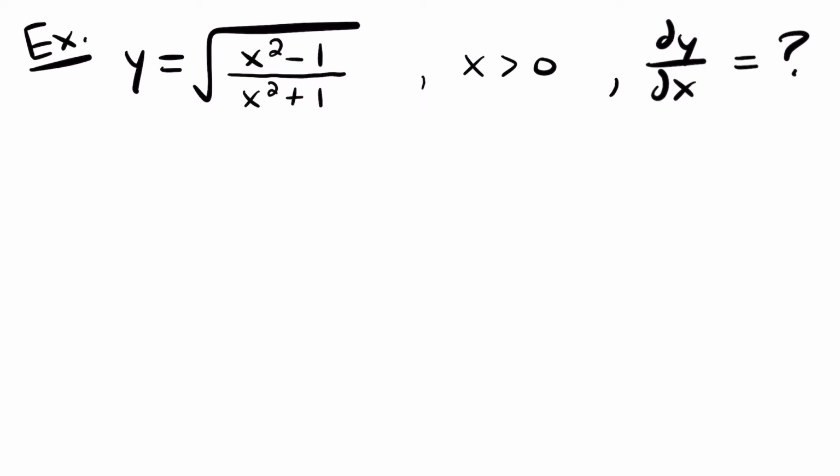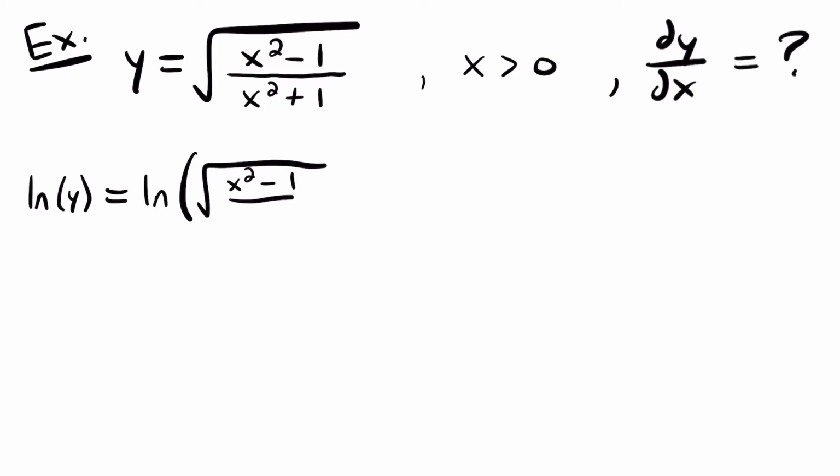What we can do to take the derivative of this function a lot more easily is to introduce the natural log function. What we're going to do is take the natural log of both sides of this function. So we'll have the natural log of y is equal to the natural log of the square root of (x squared minus 1) divided by (x squared plus 1). By taking the natural log of both sides, this allows us to simplify this side of the equation to get some easier functions that we know how to take the derivative of.